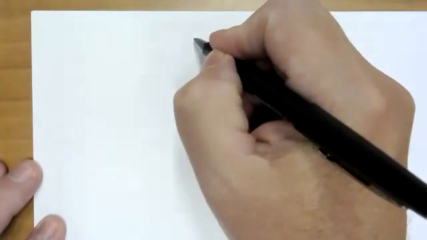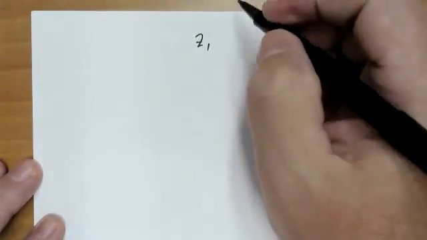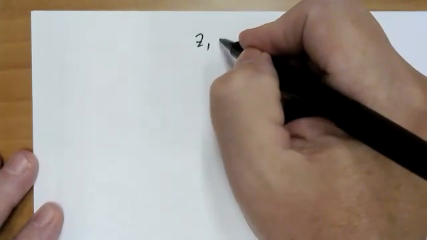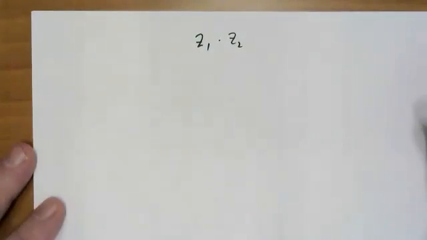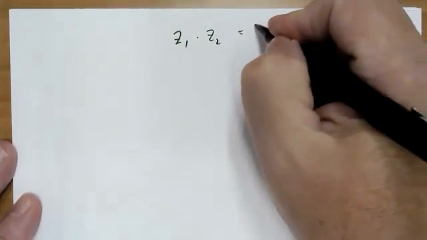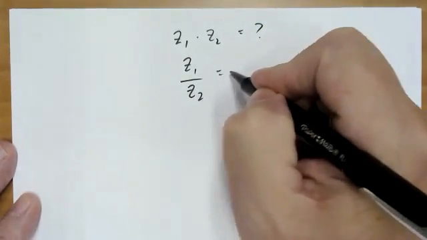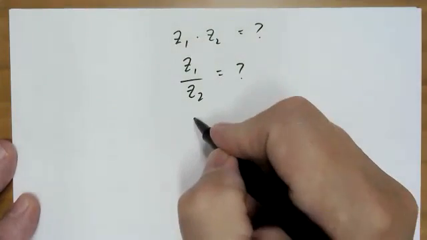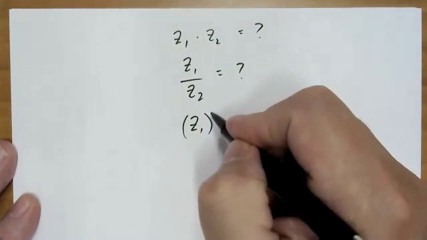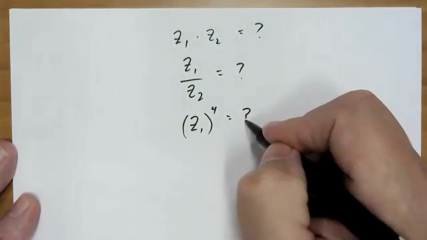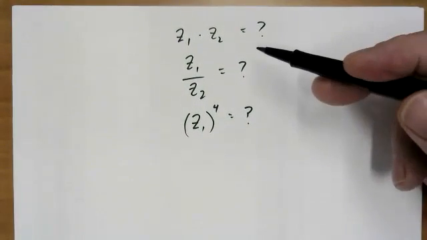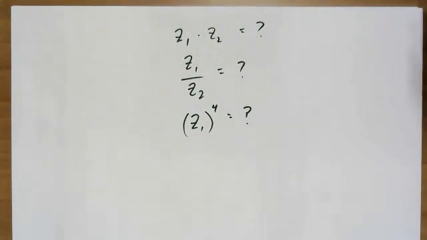So in a few minutes, we're going to take a complex number z1, and then we're going to have a second complex number z2, and we want to multiply the complex numbers, and we want to know what does it equal. And then we're going to turn around and maybe we want to divide the complex numbers and see what it equals. And then we may want to take that first complex number and maybe raise it to the 4th power. So these are the kinds of things you want to be able to do with complex numbers.